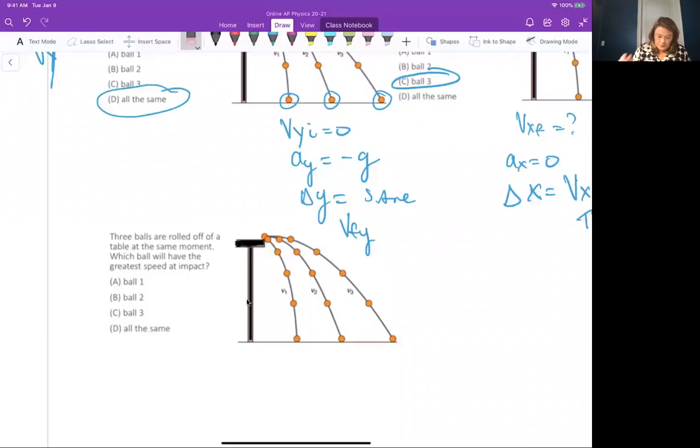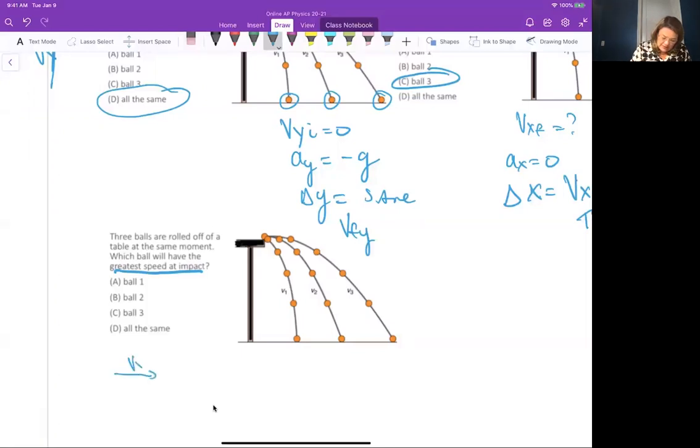All right, one more to go. 3 balls are rolled off the table at the same moment. Which ball will have the greatest speed? Okay. Did I ask for horizontal speed? Did I ask for vertical speed? No, I asked for speed. So that's the resultant vector. Don't forget, speed is just the magnitude of the velocity. The instantaneous speed is the magnitude of the instantaneous velocity because it didn't have time to wiggle and go in different directions, right? All right, so let's draw some vectors.